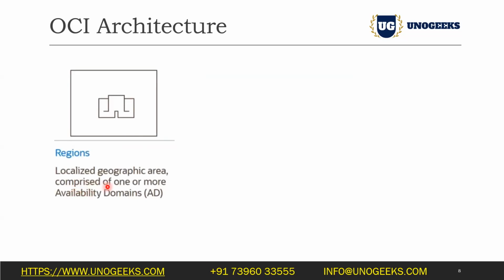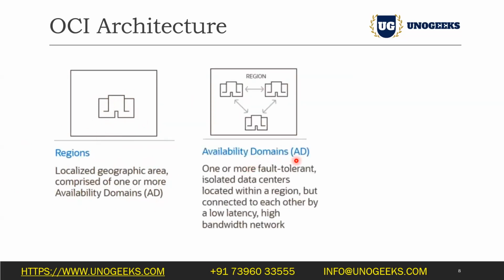It's comprised of one or more availability domains. So in one region, you have an availability domain. It's nothing but a data center, which is called an availability domain. And a region is nothing but a localized geographical area. So Dubai is a region, Hyderabad is a region, and in that region, you have an availability domain.